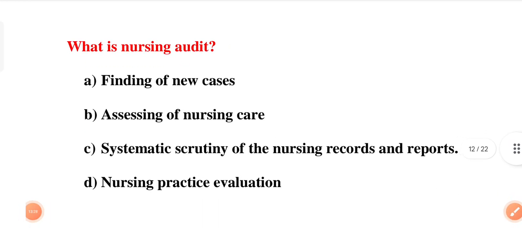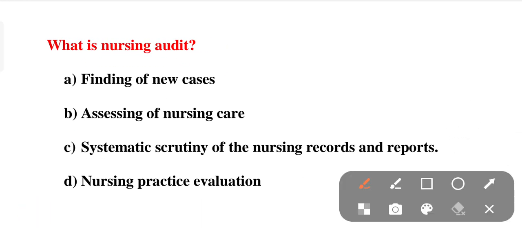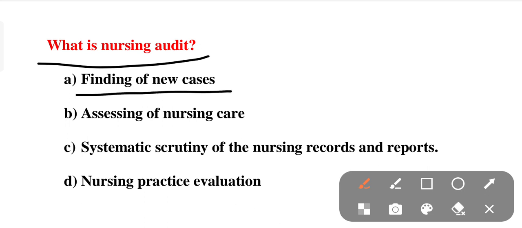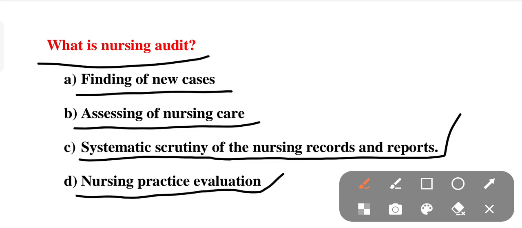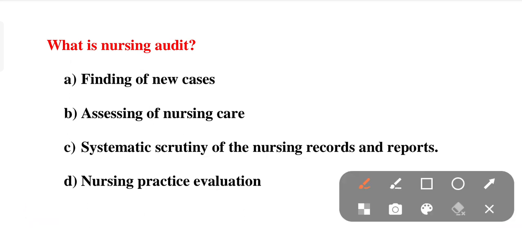So the next one is, what is nursing audit? Options are: finding of new cases. Option B, assessing of nursing care. Option C, a systematic scrutiny of the nursing records and reports. Option D, nursing practice evaluation. So the right one is option C.